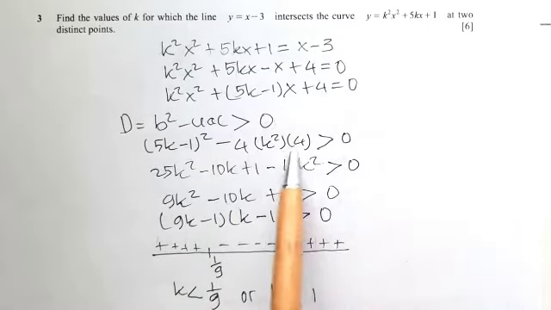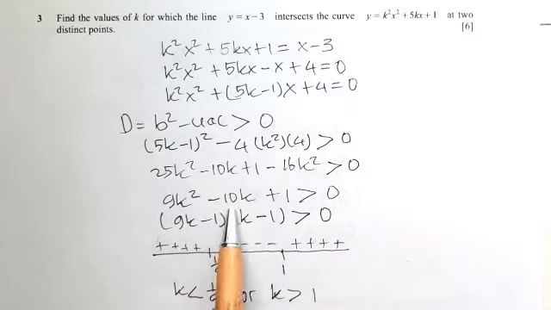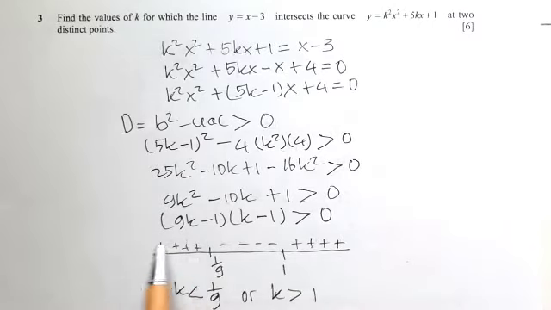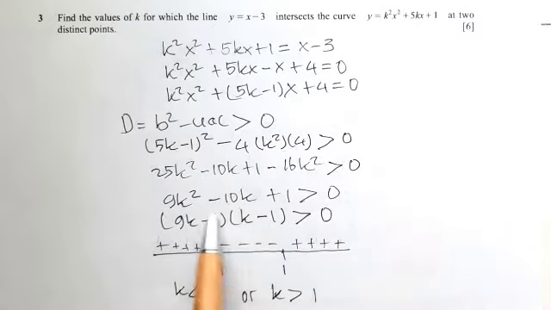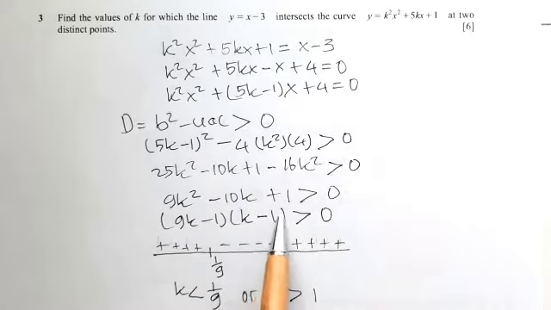25k squared minus 16k squared, that is 9k squared minus 10k plus 1 more than 0. And then factorization here, that is (9k minus 1) times (k minus 1) more than 0. And here we draw the sign change of the discriminant, and this is the critical value. So thus when 9k minus 1 equals 0, we obtain k is 1 over 9, and when k minus 1 is 0, k is 1.